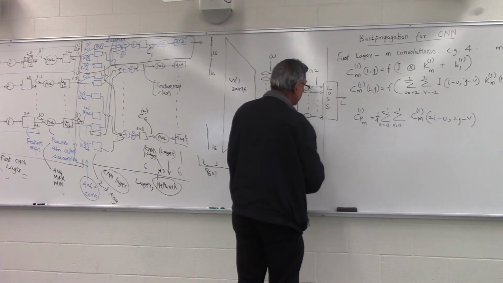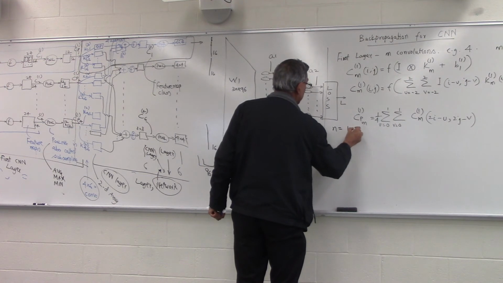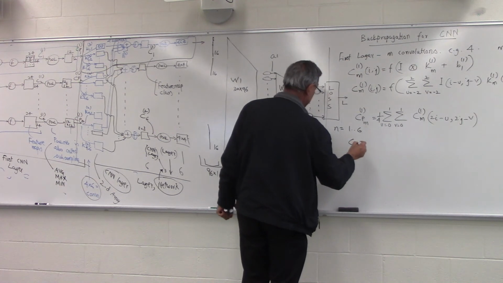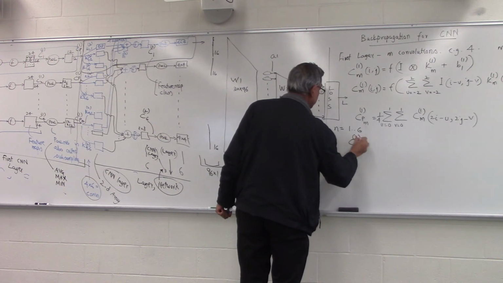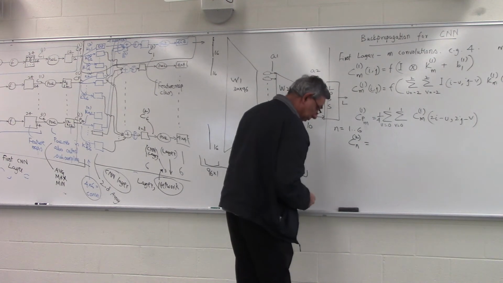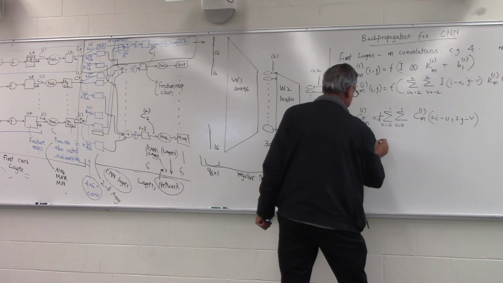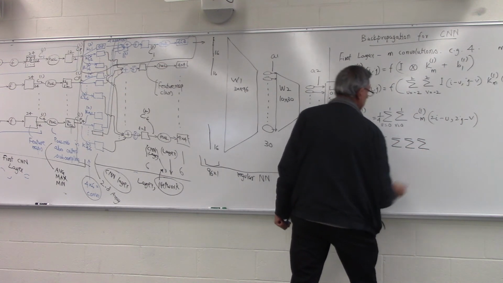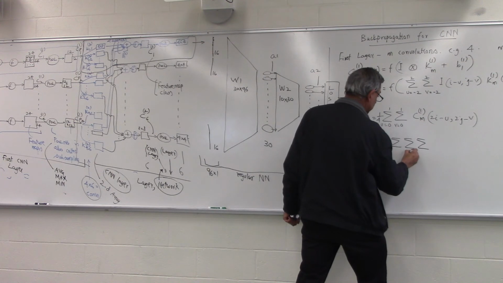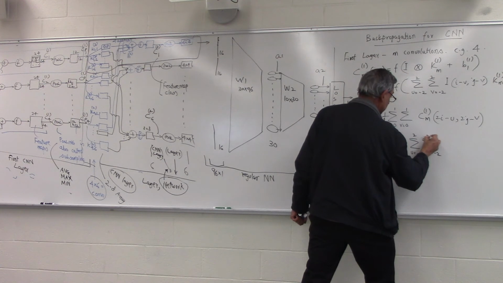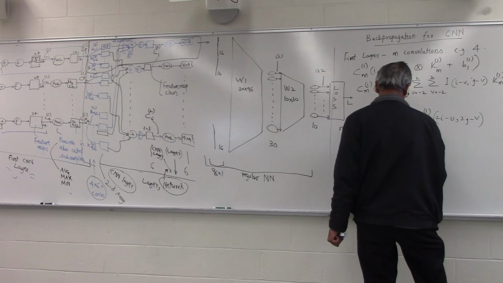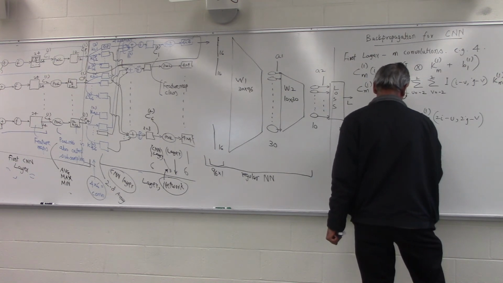Okay, so suppose n varies from 1 to 6. Then C_n of layer 2 will be written as some activation function. Now there will be a triple summation, i from minus 2 to 2, j from minus 2 to 2, and the third summation will go from 0 to 4.